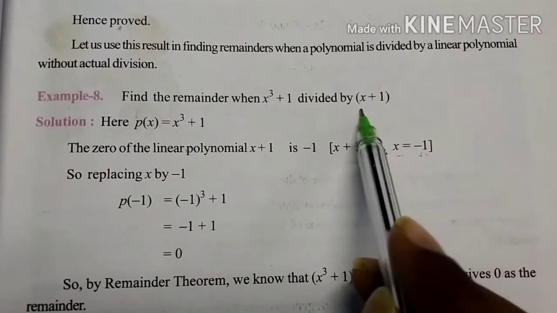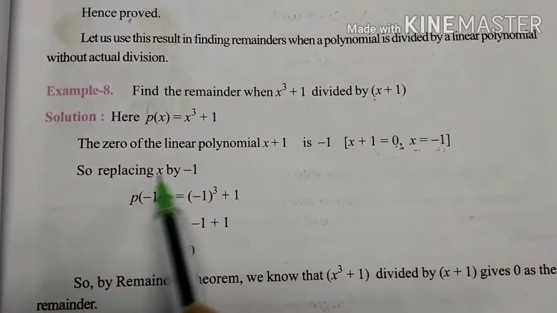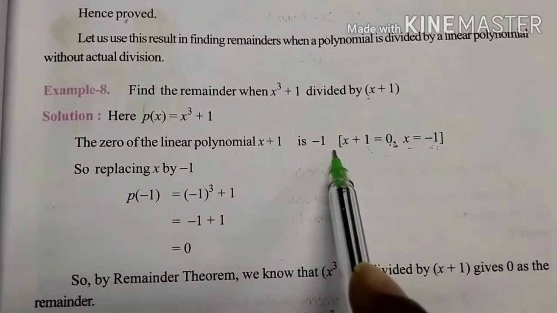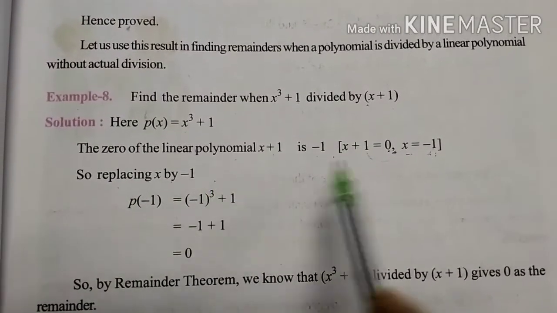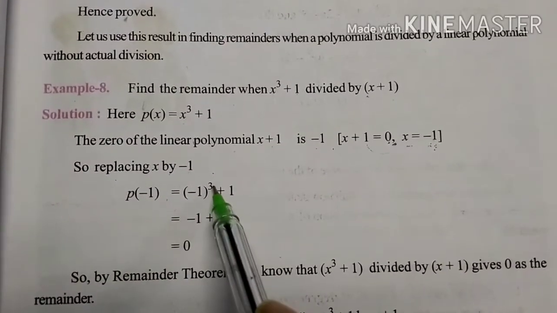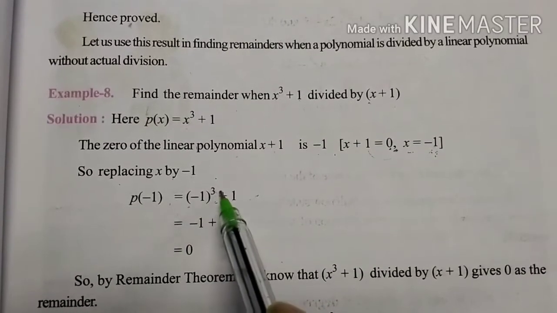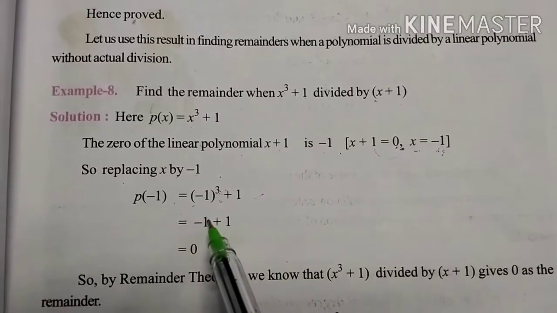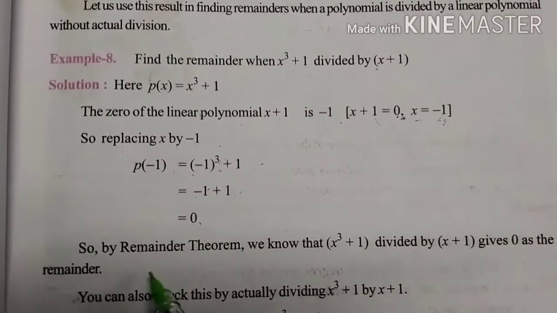The zero of the linear polynomial x plus 1 is minus 1. Just replace x by minus 1. You can write p of minus 1 is equal to minus 1 whole cube plus 1. Minus 1 whole cube is how much? Here the power is an odd number, so you get the negative sign. Minus 1 plus 1 is how much? 0 only.